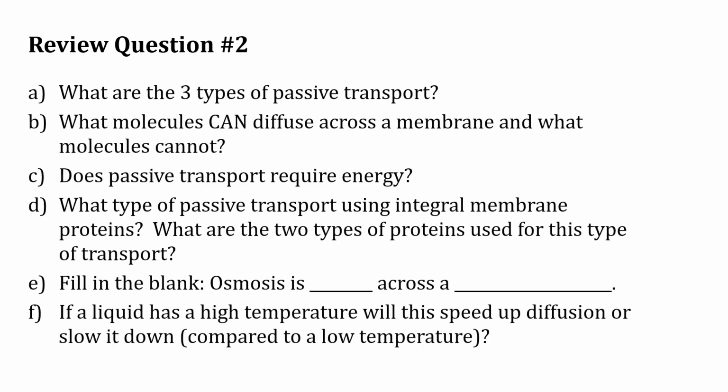So before we end, I've got one last review question here. Can you describe the three types of passive transport? What molecules can diffuse across the membrane and what molecules cannot? Does passive transport require energy? What type of passive transport uses integral membrane proteins? What are the two types of proteins used for this type of transport? Osmosis is blank across a blank. And then lastly, if a liquid has a high temperature, will this speed up diffusion or slow it down? Take a minute or two to answer these questions.